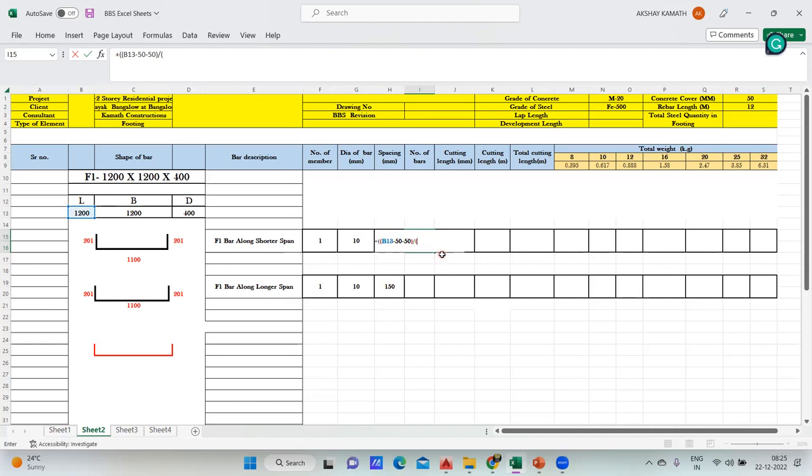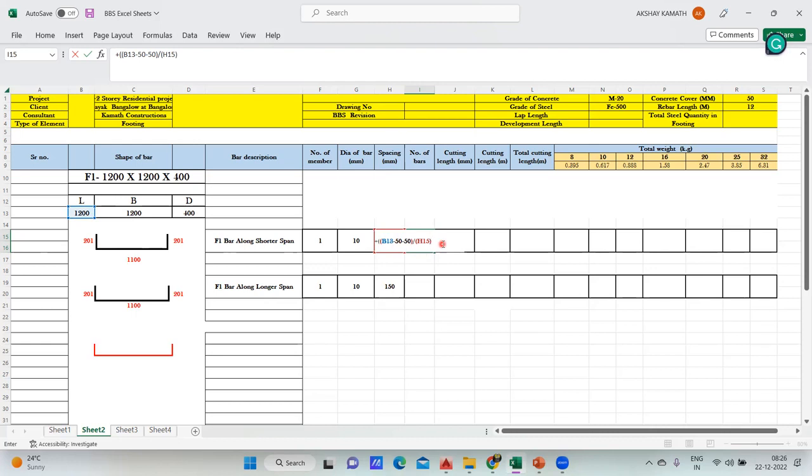So I need to write H15. Okay. Why did I write H15? Because it has to take this particular row, this particular cell, but it has disappeared here. That is why I know this is H. This falls under H and this falls under 15. That is why I've written H15. Okay. And close the bracket.